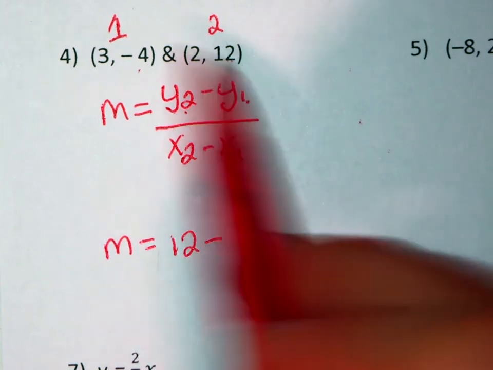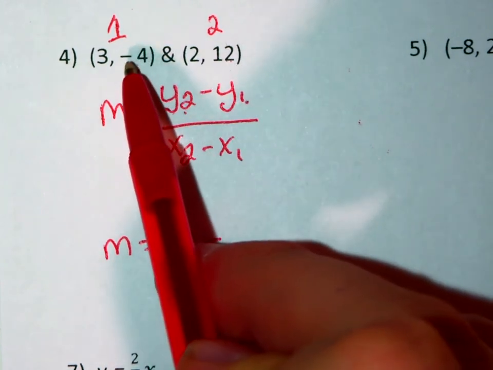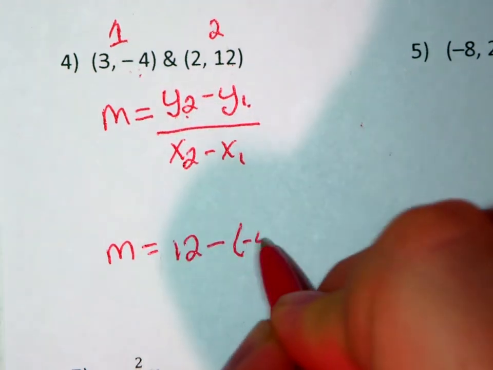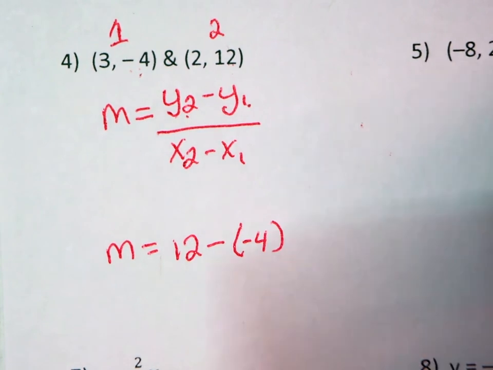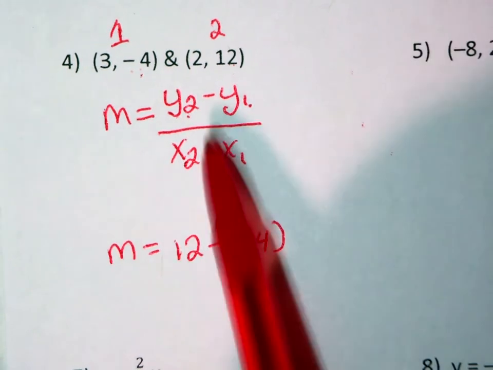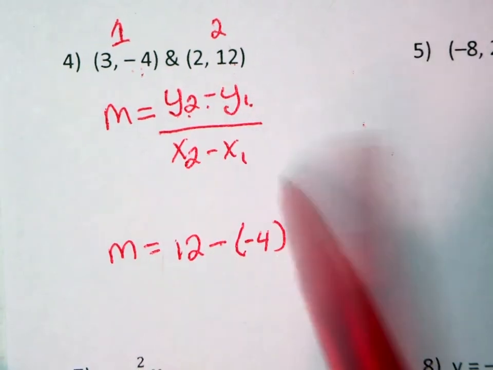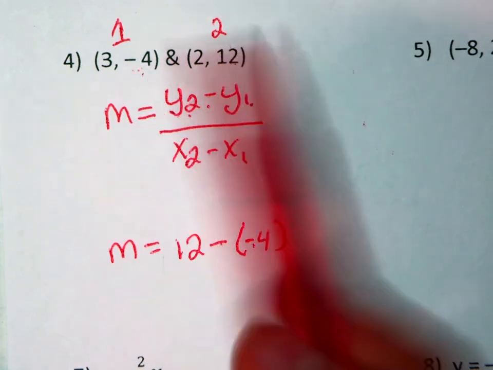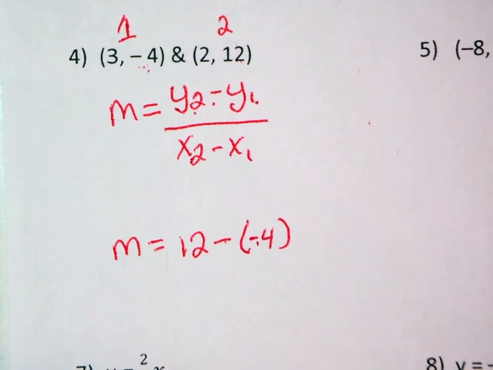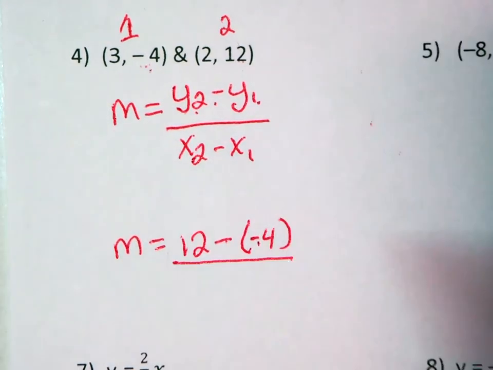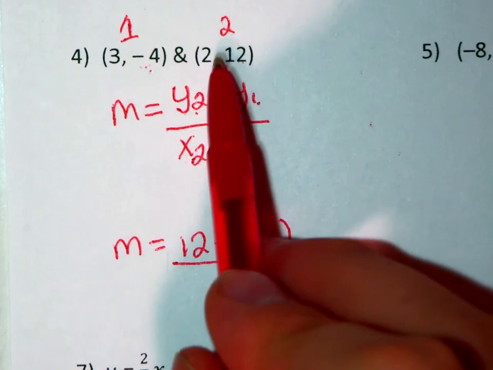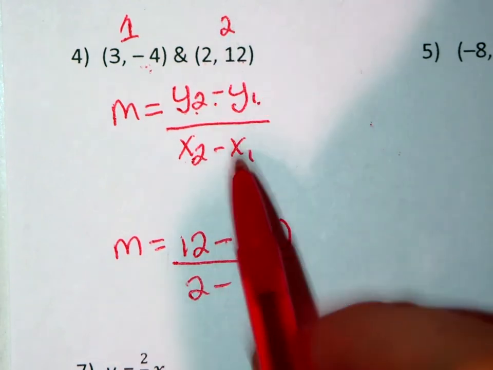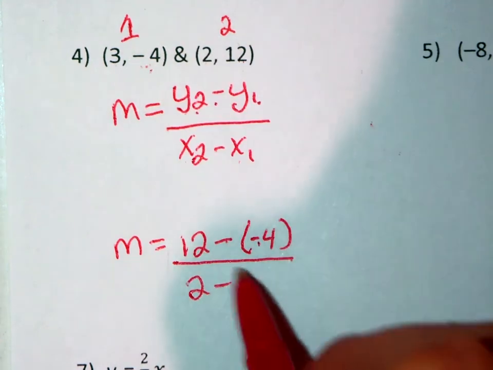minus the y value from my first point. And be very careful here, because the y value from my first point is negative 4. I'm going to put that in parentheses so that I realize that I have a minus sign because my equation utilizes a subtraction sign. And I have a negative 4 because my y value for my first point is a negative 4. Now this goes on top of my x2, so from my second point, my x value, 2 minus my x1, my x value from my first point.